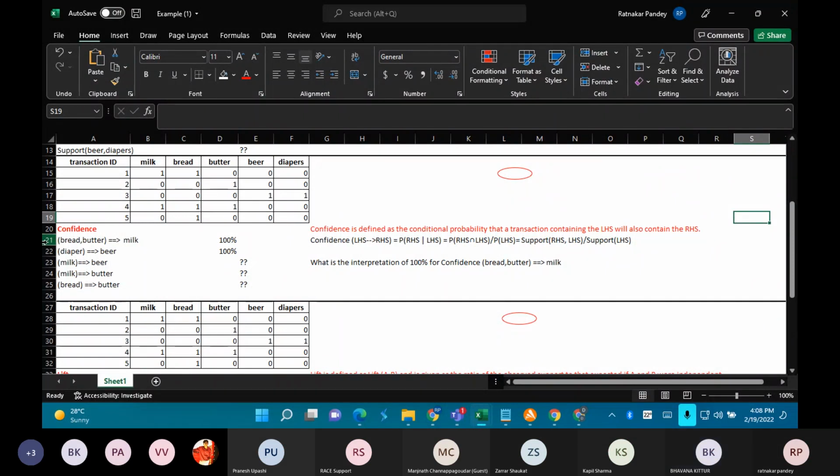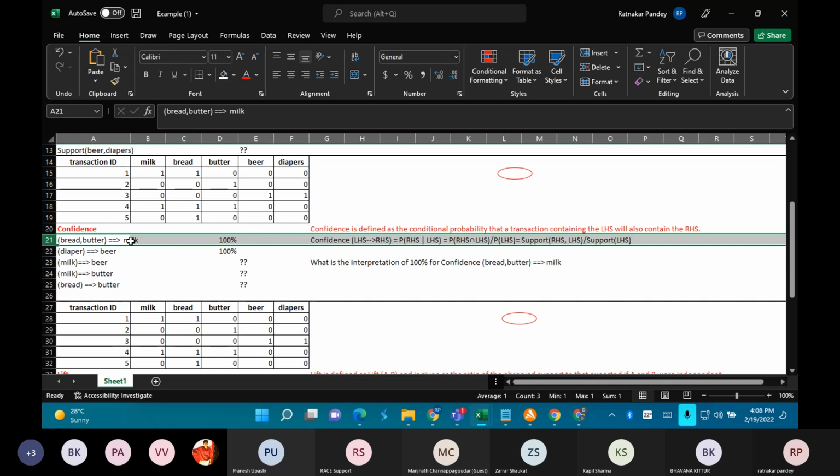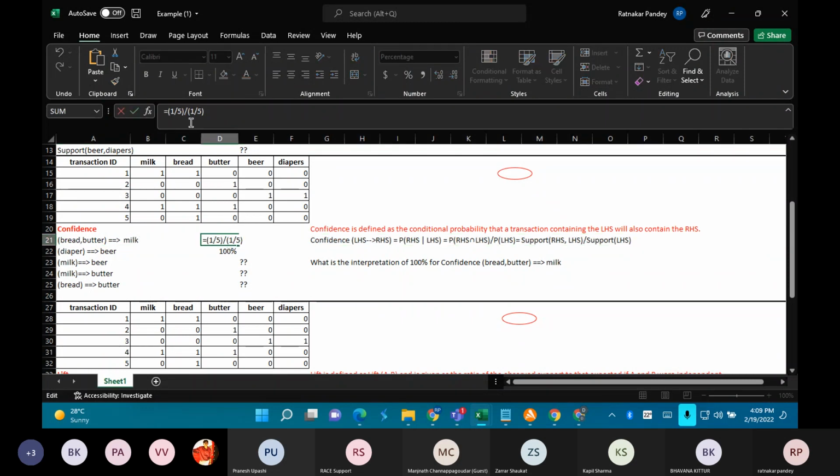The confidence we're trying to estimate is the probability that somebody will buy milk given that they've already bought bread and butter. How will that be transformed? Just look into this definition. What is the support of the right hand side and left hand side combined together? How many instances were milk, bread and butter all bought together? We just did that in the previous one: 20%, which is 1/5, the numerator.